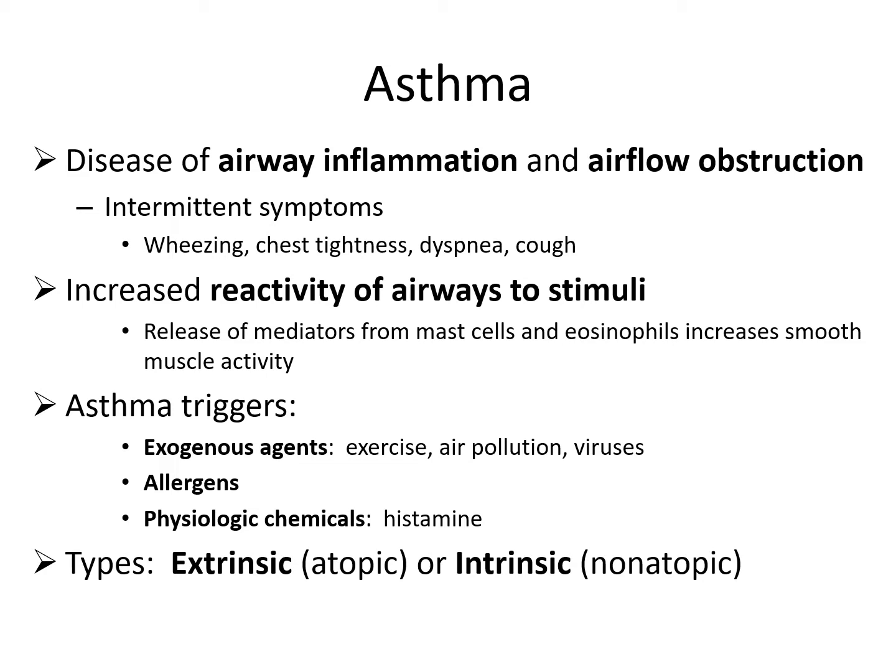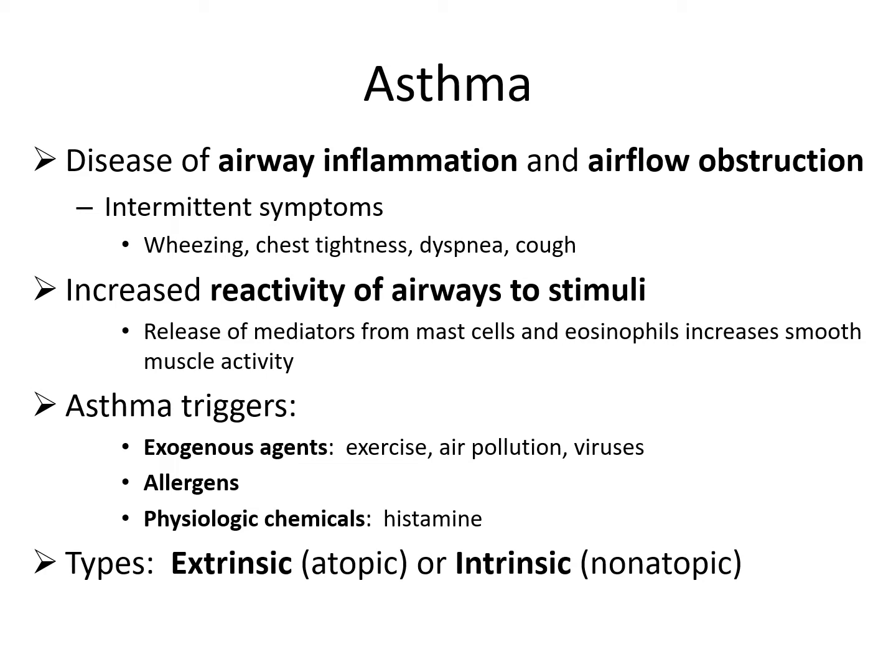We can have allergens, which we'll call atopic agents, or extrinsic asthma, where allergies can trigger that, very common with pollens, for example, this time of year and into the fall. And then we can also have physiological chemicals. Histamine would be an example of an asthma trigger when released in those people.